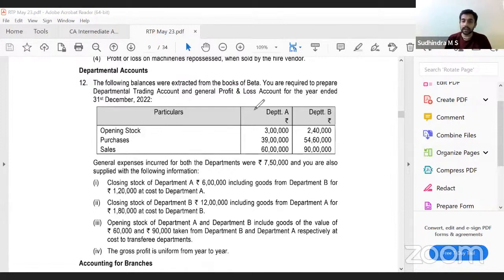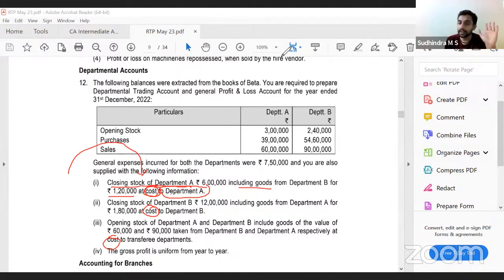Okay. Now, before moving on to the answer, the point that we might have confused is this word. Question says cost, but why are we computing stock reserve? Here, closing stock of department A includes goods of 1,20,000 at cost to department A. Department B has sent goods to department A. This is cost to department A. They're not telling cost to department B. They're not telling it was transferred at cost. No, it is recorded at cost to department A. That is what they are telling.